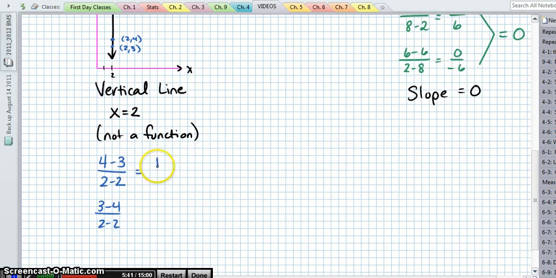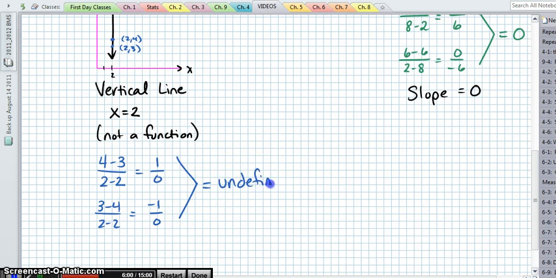And what you find in each of these cases is that you get a 0 in the denominator. And within our number system, it is impossible to divide by 0. You cannot do it. It is undefined. So it doesn't equal 0.